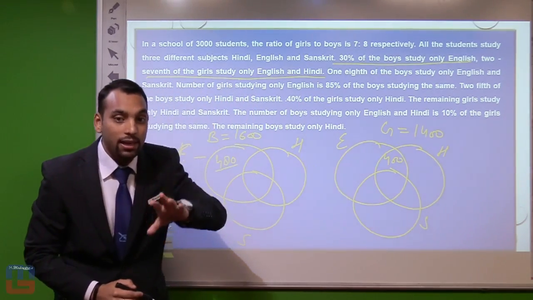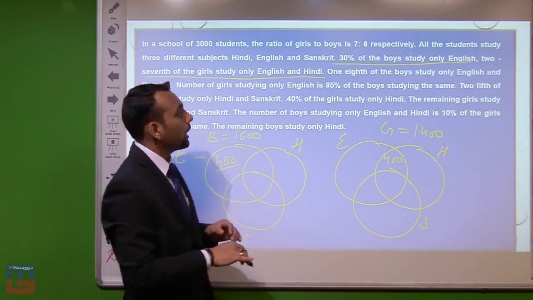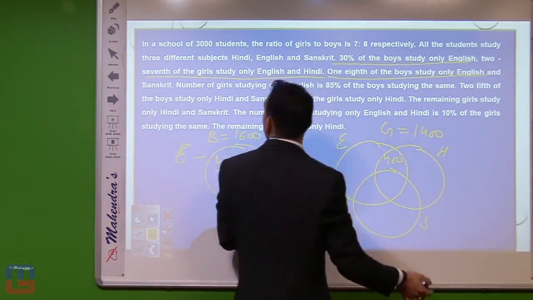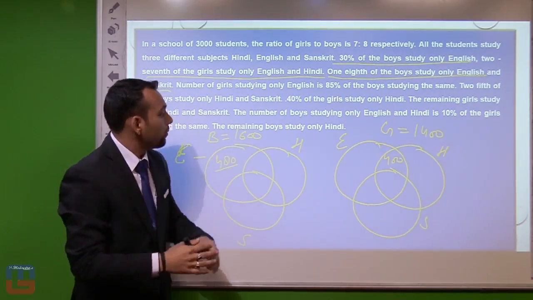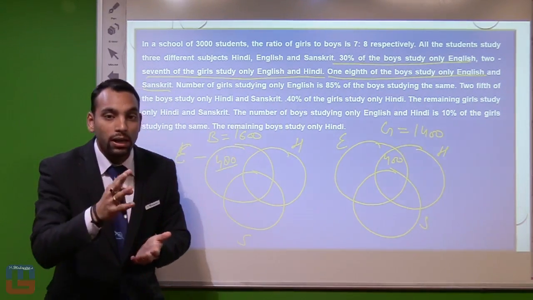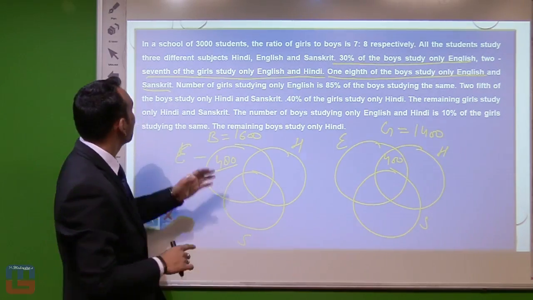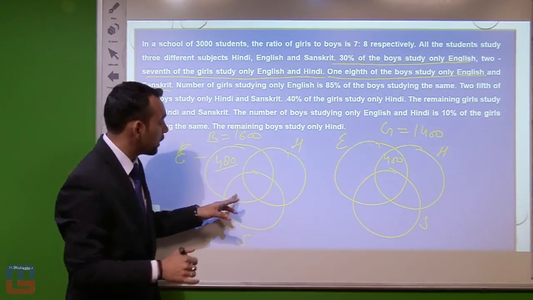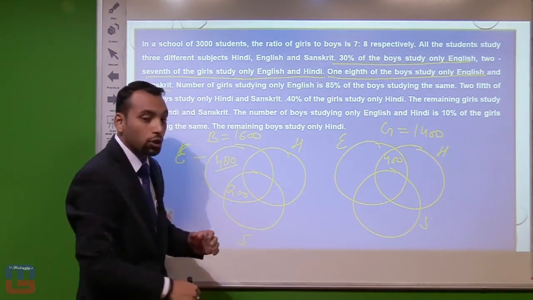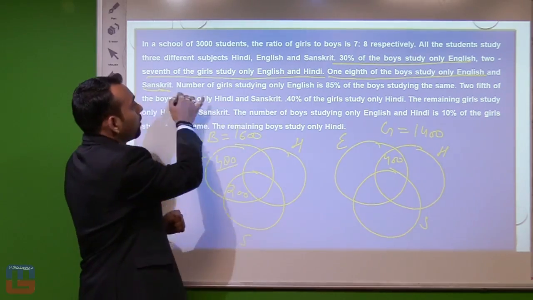Now see, the next line is saying 1/8 of the boys study only English and Sanskrit. Total we have 1600. English and Sanskrit is this portion, and 1/8 of 1600 will be equal to 200, right? Now this statement is clear.